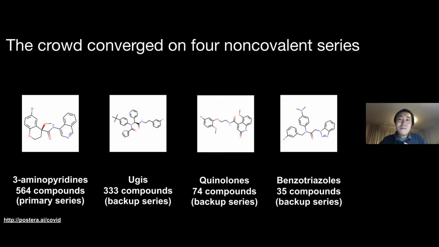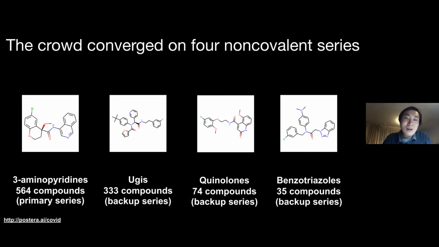crowdsourcing cycle has converged onto 4, I think, salient non-covalent series. The aminopyridines, the UGIs, the quinones, and benzotriazoles. 1 primary series and 3 backups.